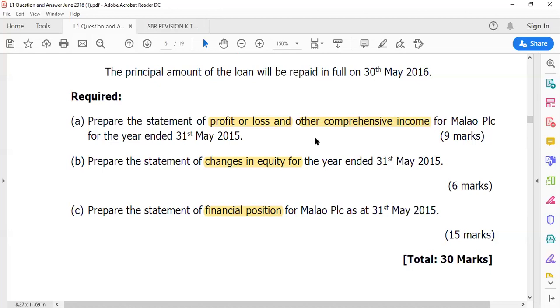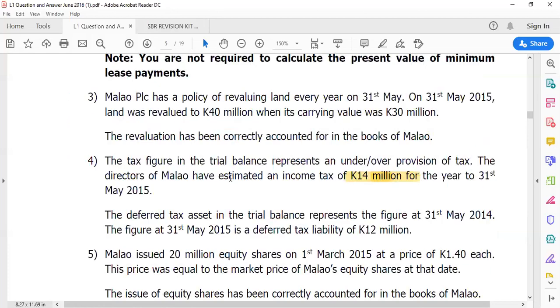So first things first, in every exam, the requirement is important. Now we know what we are looking for as dictated by Robert Bruce Ngoma. We're looking for profit or loss, other comprehensive income, changes in equity, and financial position. Now, I want to mention one thing here. Let's make one thing straight.